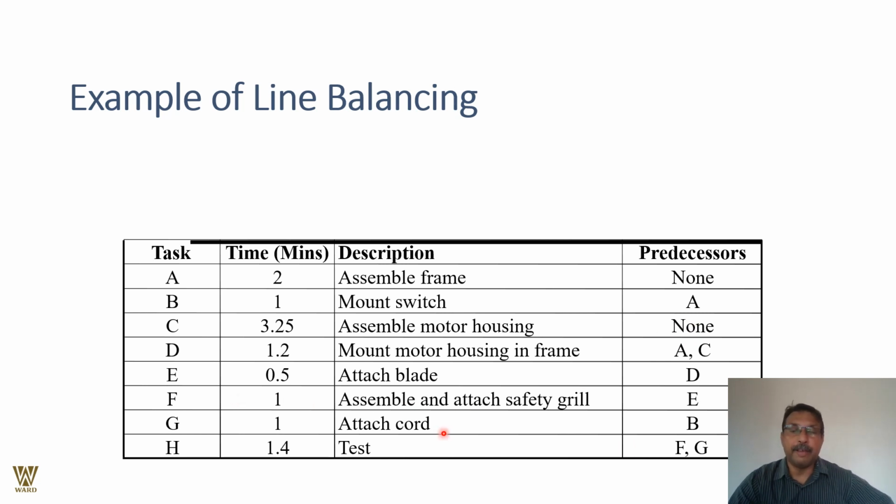The predecessor for F is E. The predecessor for G is B. Remember, this is what we are trying to do: the mount switch or the attached cord is B altogether, and H is where we are going to test. It is F and G. That is what we are looking at.